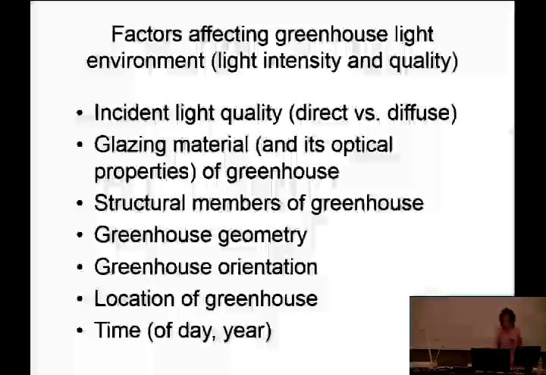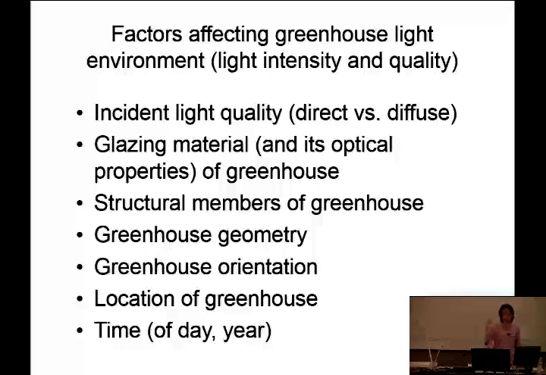All right, so factors affecting the greenhouse light environment. There are many factors to consider. The first one I put is the incident light quality, but it's not spectral quality. It's more like the direction of beams, direct light and diffuse light, and I'll explain a little bit what that is. And of course, glazing material: is it glass, or different materials? Its optical properties affect the greenhouse light environment.